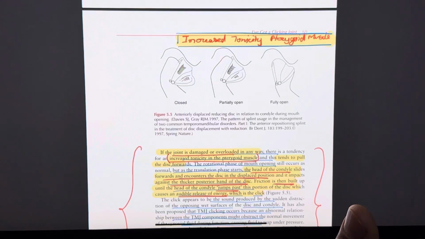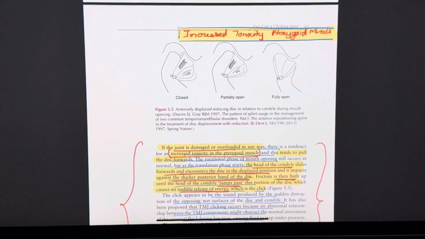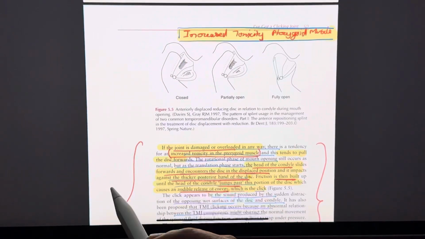Now, when this jumping is happening, there will be an audible release of energy, which is the clicking. And this is disc displacement with reduction. The reduction is happening from the anterior displacement of the disc. So I hope you understand the concept of disc displacement with reduction now.